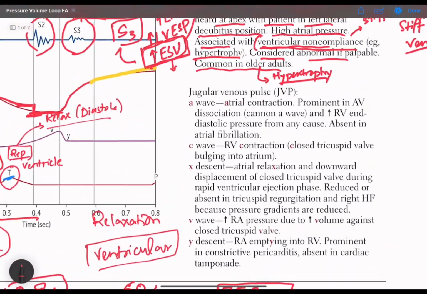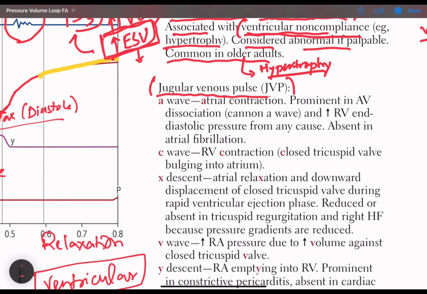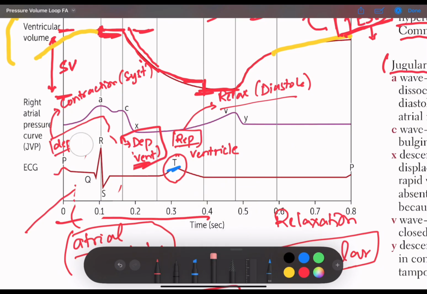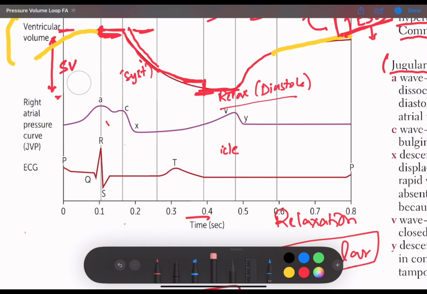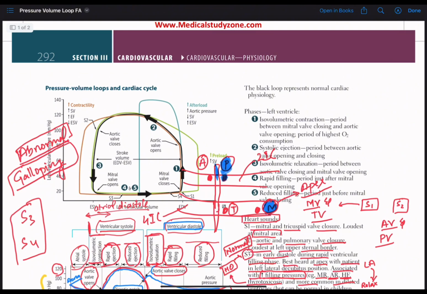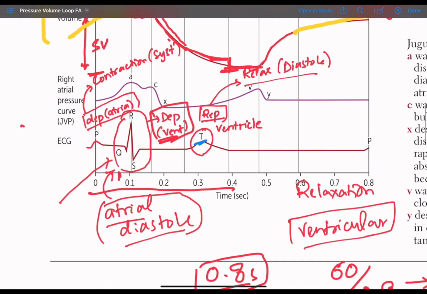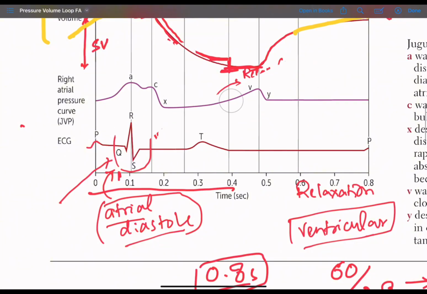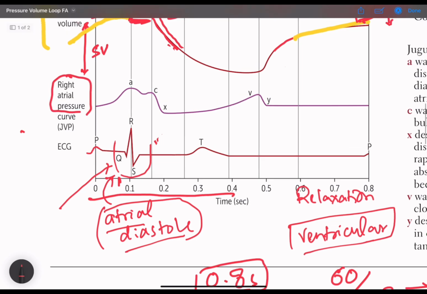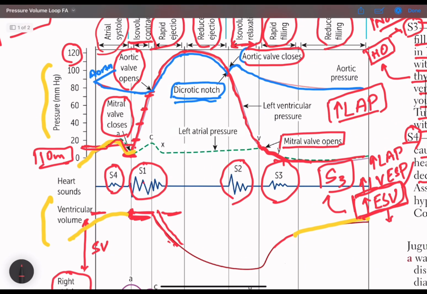Now let's review jugular venous pressure. If you look at the chart, we have two types of pressure tracings on this chart. We have right atrial pressure changes. We look over here, these are atrial pressure changes as well as ventricular pressure changes. These are ventricular pressure changes.